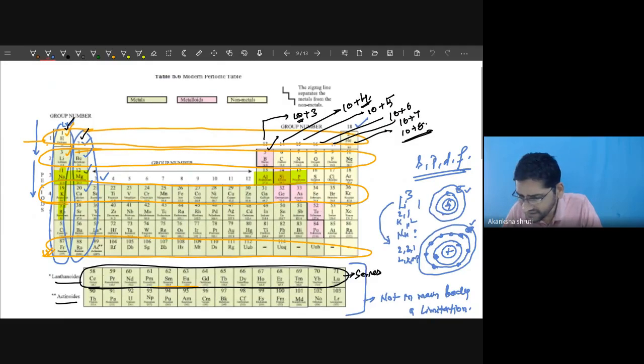So students, 16th group and third period. How to move third period, student? Take the third period. Third period is our 1, 2, 3. Are you getting this one? This way you need to move.